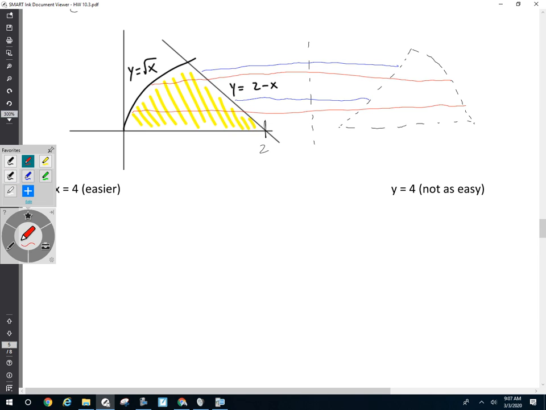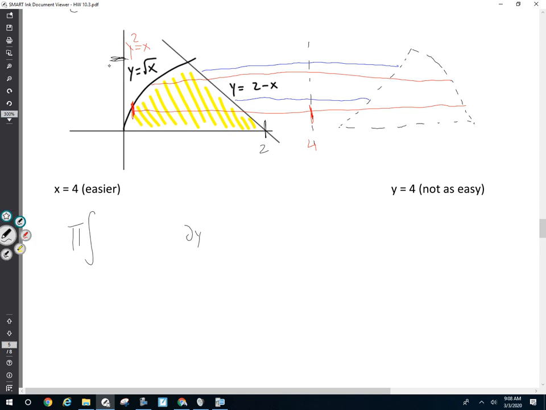Let's go with the red ones. I got this x equals 4, and this is an x distance. This x distance is x equals a y squared distance. Okay, so from a bottom to a top, to ensure dy is positive, 0 to, where do 2 minus x and root x intersect? It's going to be at 1. The square root of 1 is 1. 2 minus 1 is 1. You could also set the equations equal to each other and solve, but that's a little trickier actually.